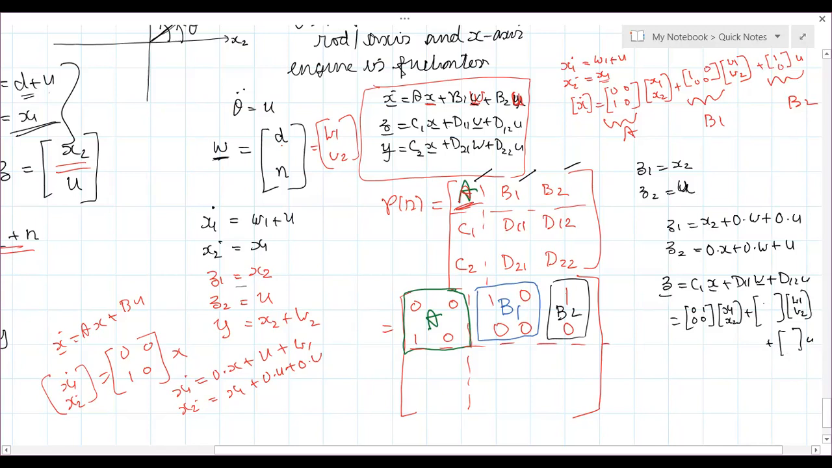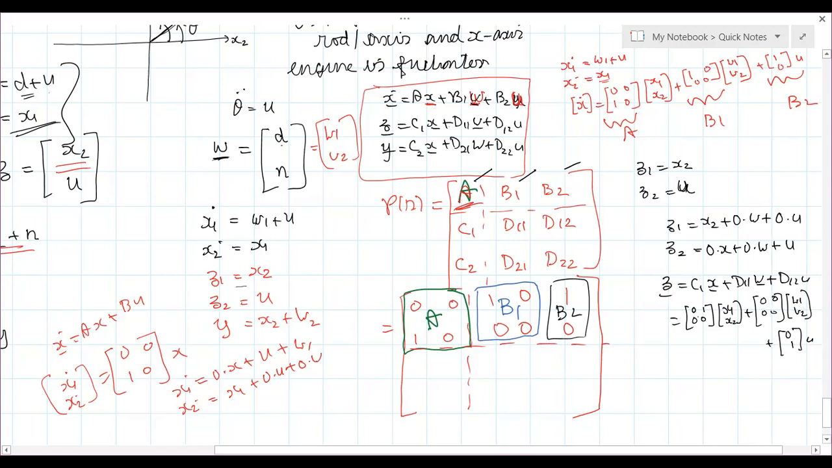Then coming to this way, W1, W2. What will be this thing? 0, 0, 0, 0. Next row? 0, 0, 0, 0. See, Z is a vector. There are two elements, Z1 and Z2. That is why there are two rows. Now coming to the U term, what will you get? 0, 1, 0, 1. Correct.